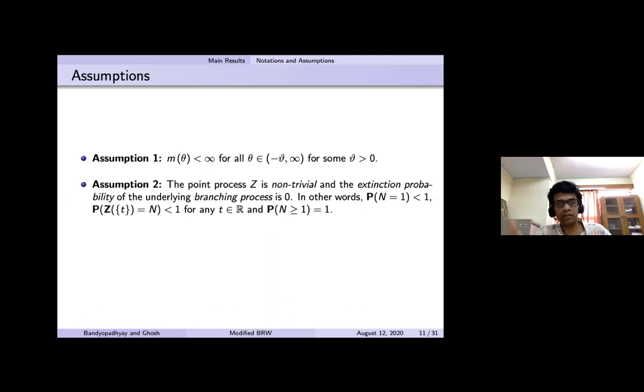And we also assume that the progeny distribution N, the total mass of this point process Z, has a little more than first moment. So the one plus pth moment exists for p a little bigger than zero. These are quite classical assumptions. All classical works have all these assumptions.